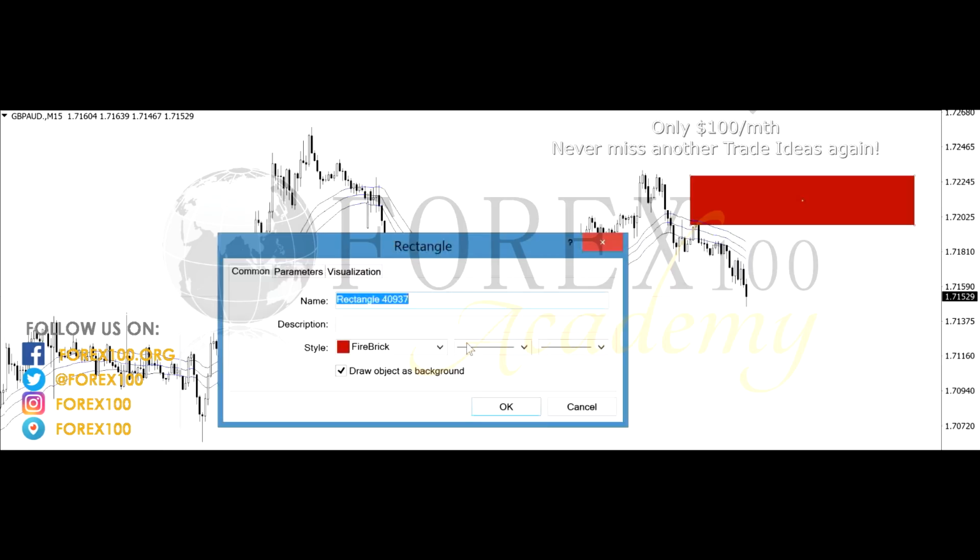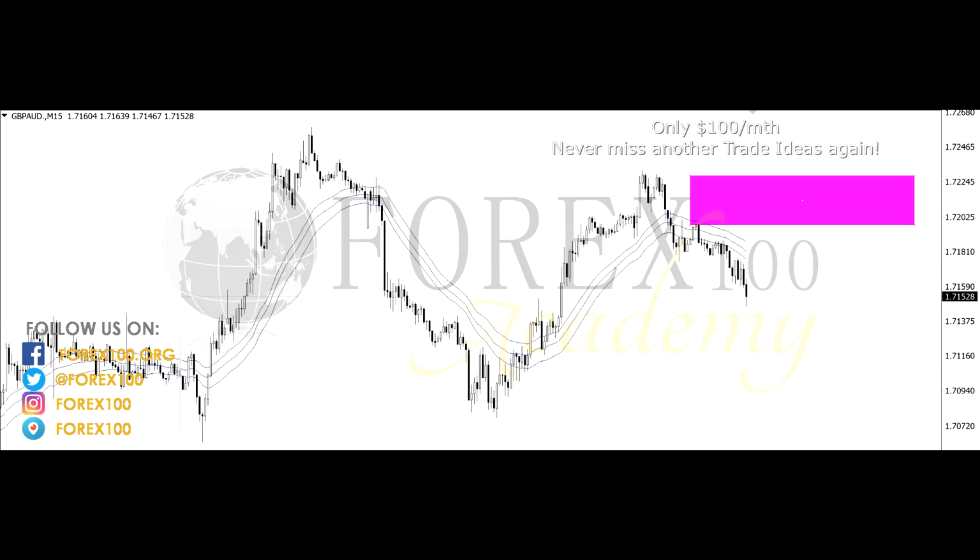Alright, so this is the region I am looking at. We have already marked it down. Let me just put it closer. So matter of fact, I'm looking for the market to pull back on the 15-minute time frame, all the way to this price before I look for a selling opportunity.